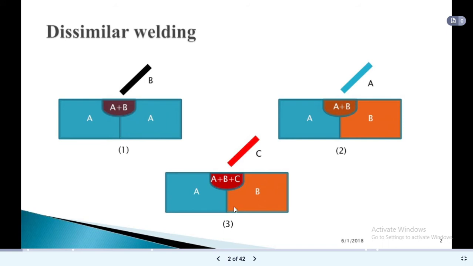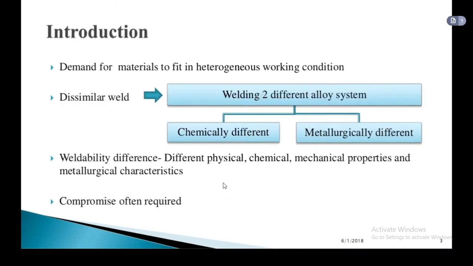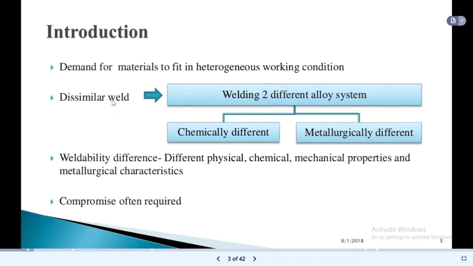And here is the third case: A is base material 1, B is base material 2, and we are adding a filler material other than these two. Then at the weld pool, or at the fusion zone, we will get the combination of A plus B plus C.